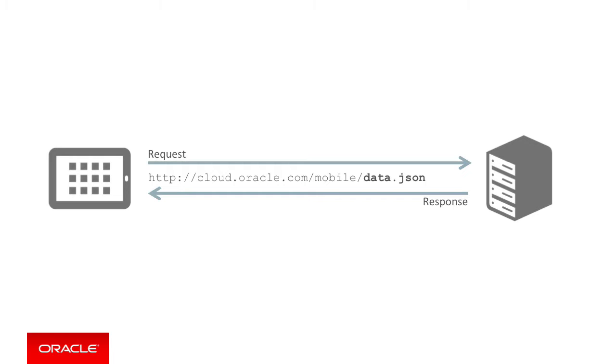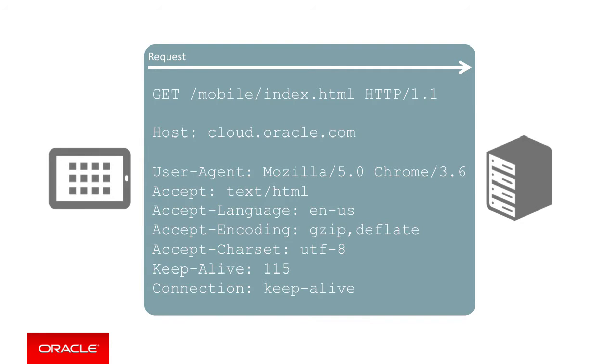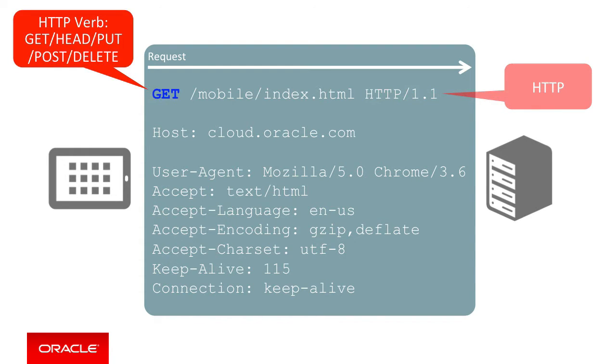Now, if we dig into those payloads, an example HTTP request from the client to the server may look like the following. First, it identifies itself as a HTTP version 1.1 payload. Then, the client identifies that it is issuing a GET request on the server, which is one of the several HTTP verbs supported. GET, HEAD, PUT, POST, and DELETE, amongst others, that the client may execute as operations on the server.